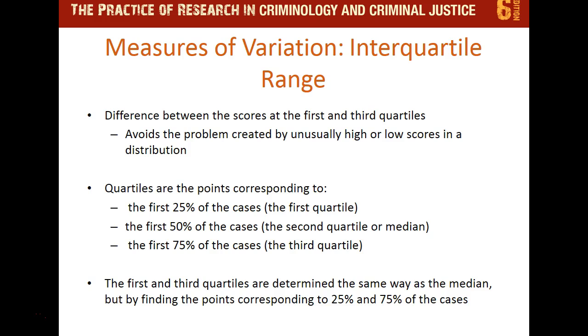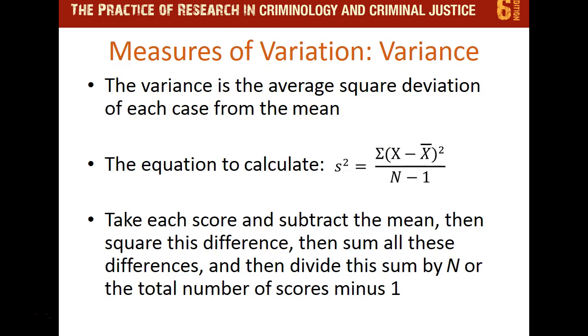And quartiles are the points corresponding to, as I just said, the first 25, the first 50, then the first 75. So your first and third quartiles are determined the same way as the median, but by finding the points corresponding to 25 and 75% of the cases. This is just within your research. When you're trying to really analyze your overall scores, you would want to report this.